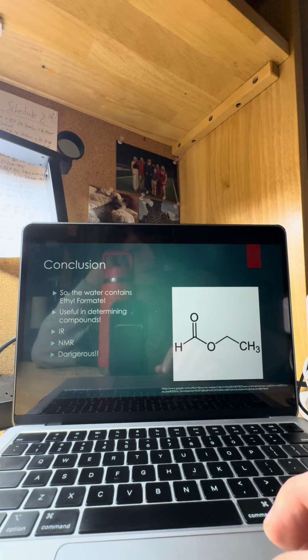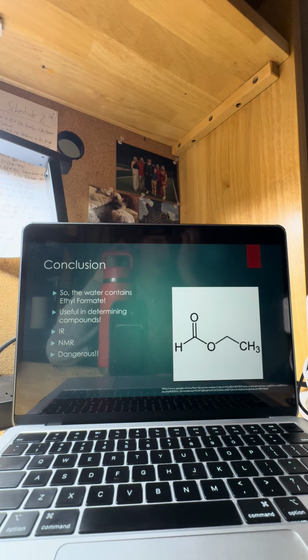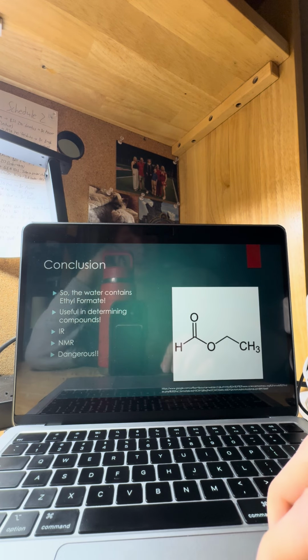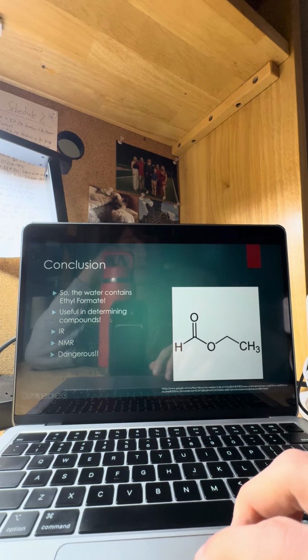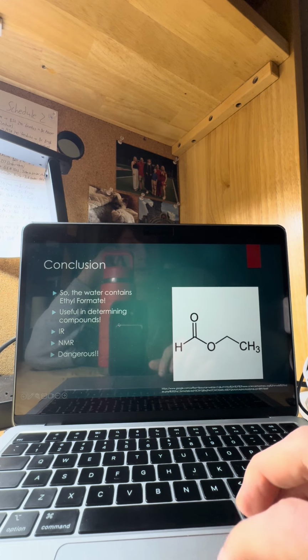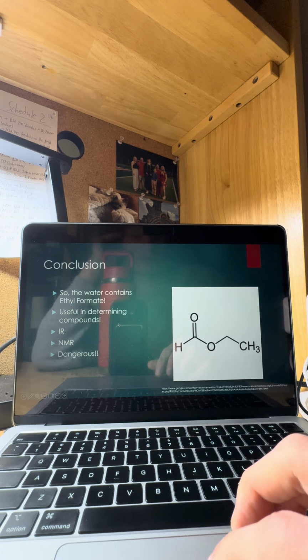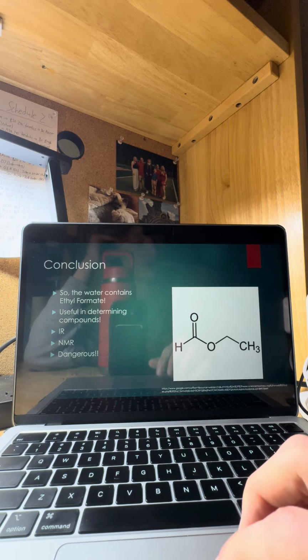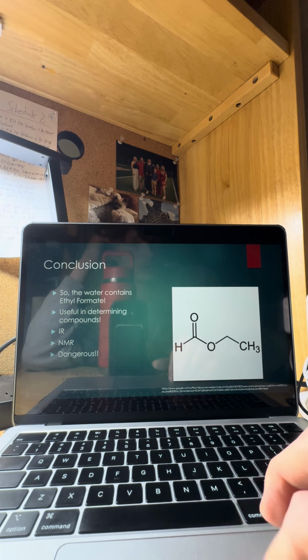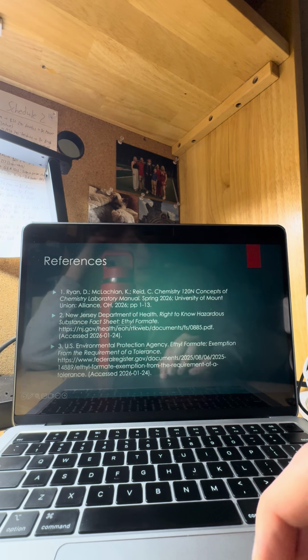So in conclusion, the water contains ethyl formate. Ethyl formate was determined by using IR and NMR spectroscopies, and these two techniques are very useful in determining the identity of compounds. Ethyl formate is pretty dangerous, however, it breaks down very quickly, and so it is not considered a high-risk contaminant. And here are my references.